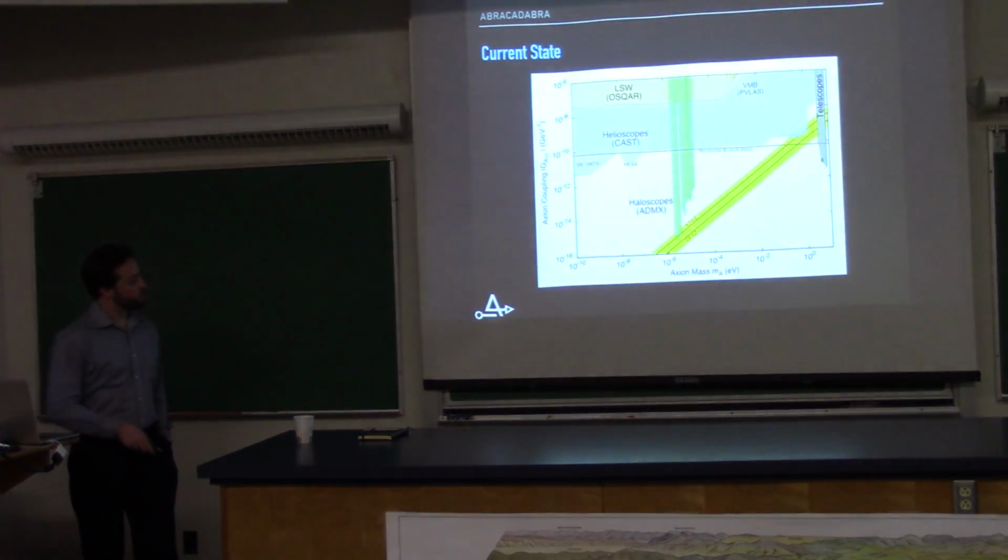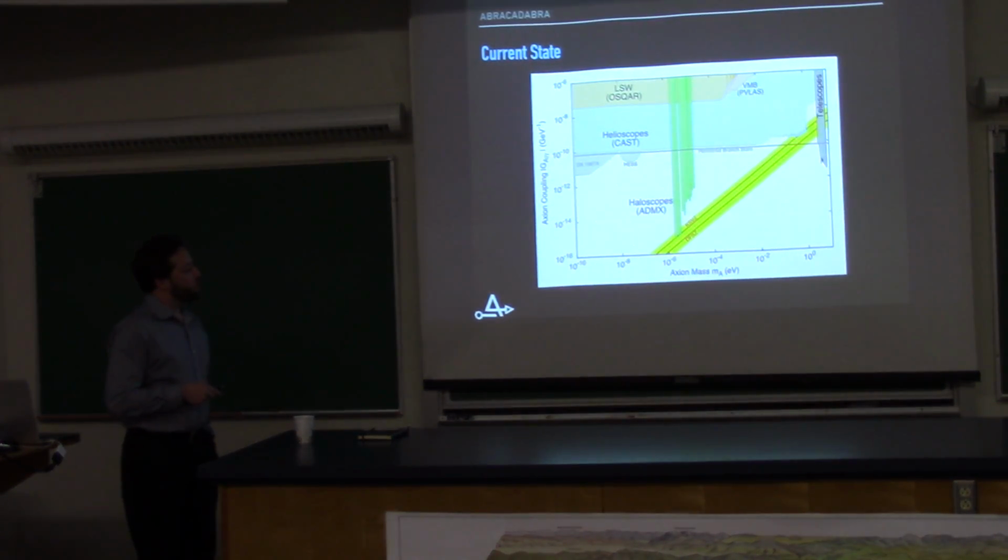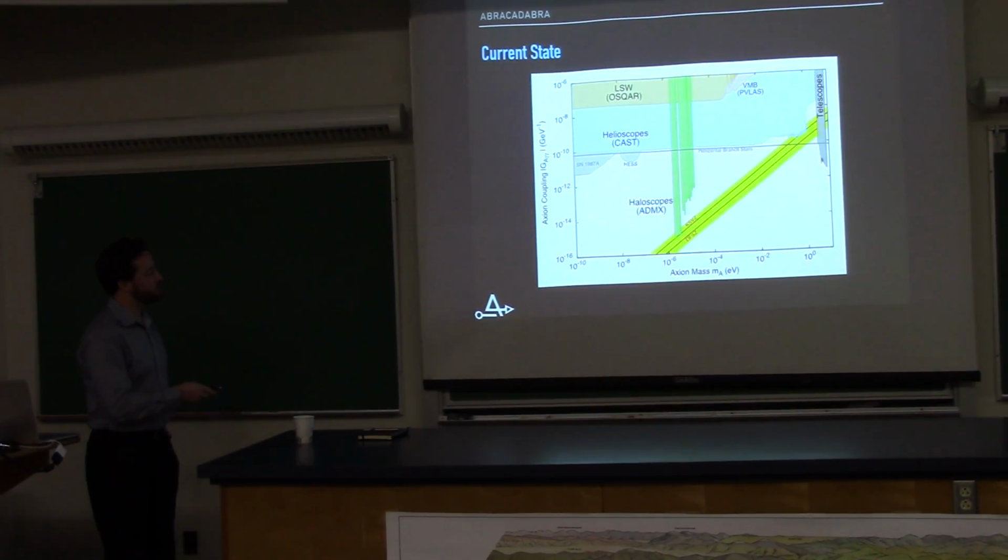So that's exciting. Okay. Where does the Abracadabra sensitivity lie in the parameter space of axion searches? This is what the parameter space looks like. This is the axion mass on the x-axis.